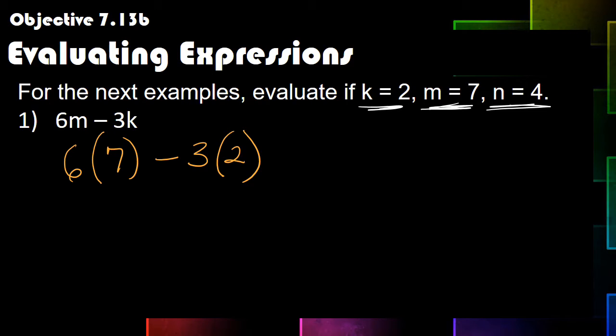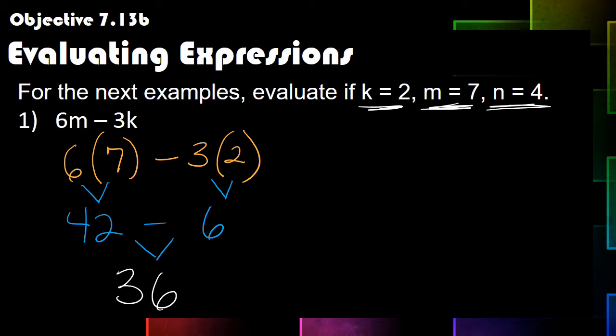So right now we've replaced all of the variables with their appropriate values. And now we're going to perform order of operations here. So we're going to multiply first. So we have 42 minus, and then 3 times 2 is 6. And then we just have subtraction left. So when we subtract 42 minus 6, that gives us our total of 36 after we replaced the variables with the values.